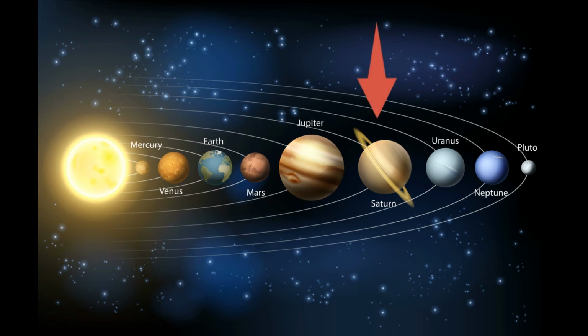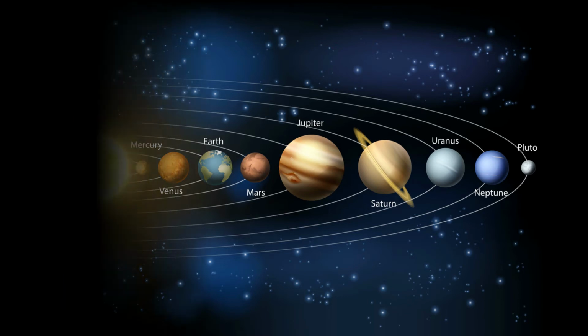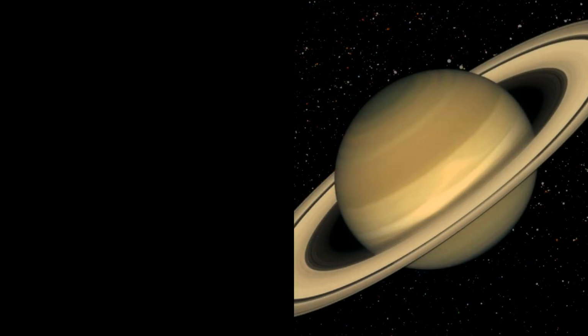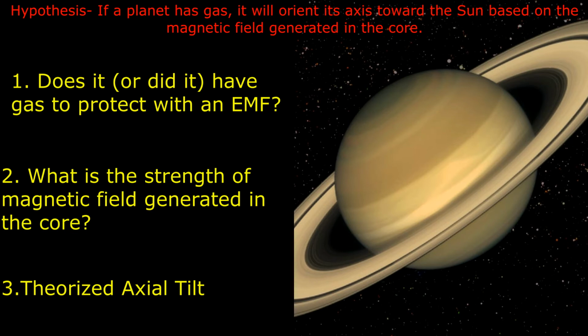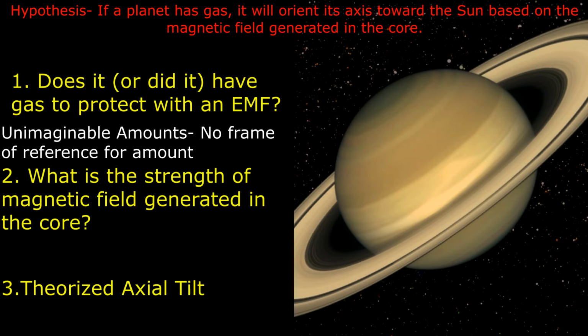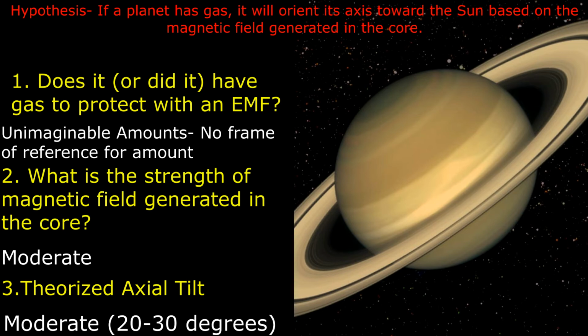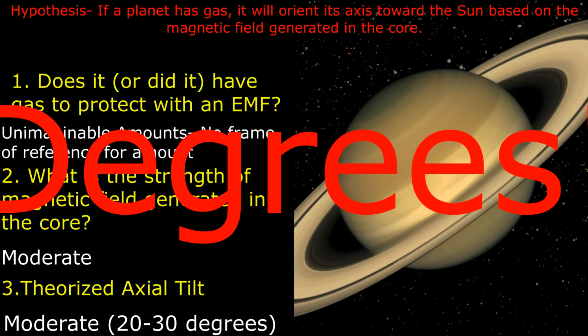Next planet looks to be Saturn. Beautiful Saturn. All right, Saturn, let's bring you up here. There you are with your beautiful rings. Believe it or not, we'll talk about those rings in the next video. Now, how much gas does it have? Well, believe it or not, it actually has an unimaginable amount. You have no frame of reference for it or Jupiter. Neither do I. It's so much gas. Now, its core is, again, moderate relative to the size of the planet. So if it's moderate, that means we need a 20 to 30% axial tilt.